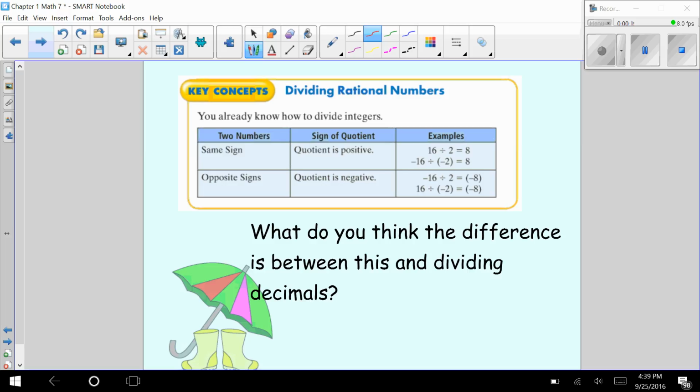So what do you think the difference is between this and dividing decimals? Well, just like everything else with decimals, there is no difference. If I divide two decimal numbers and they have the same sign, the answer is positive. If they have different signs, the answer is still negative.